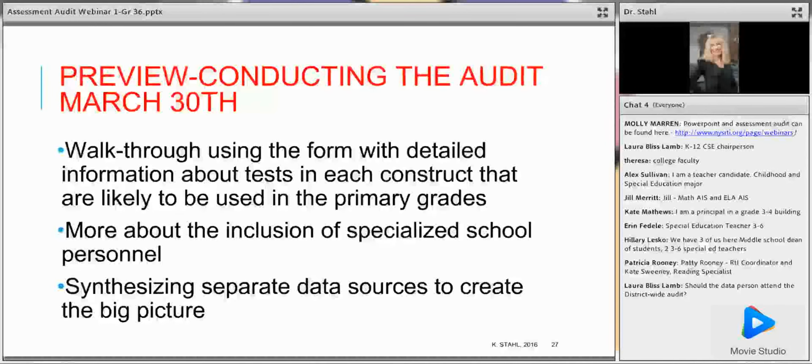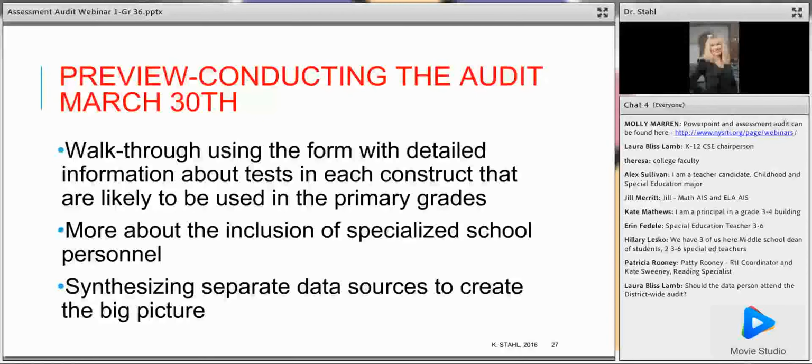More of that kind of synthesis process, and what you do with the data after you collect it, will be done in our third webinar, because we will give you a month, I think it's a month or even 6 weeks. After March 30th, you will have another month to go back to your schools and actually train and do this assessment audit at the building level.